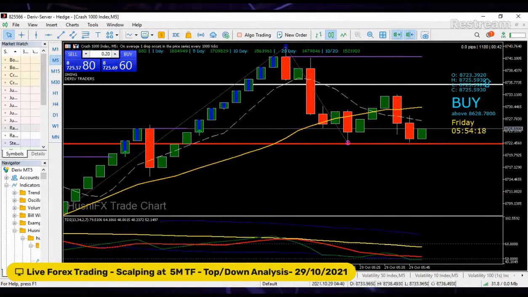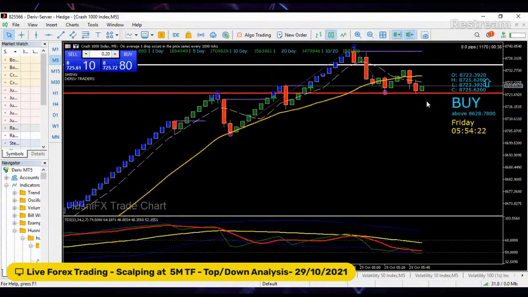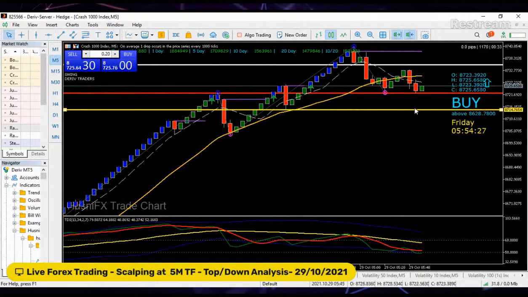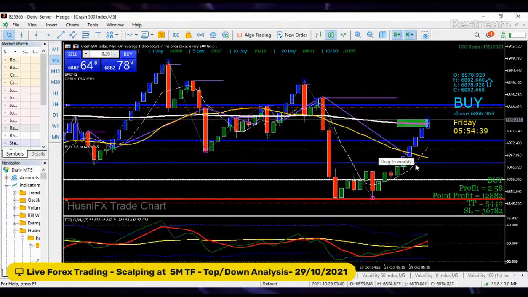So right now we are waiting for Crash 1000 to spike, but we don't know whether this spike will be below this area. If this spike comes on this area, it should be very bad. But if this spike comes on this area, we shall sell and we will have a nice entry for selling Crash 1000. This is the signal.